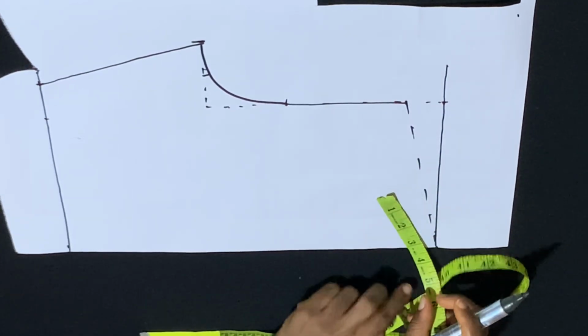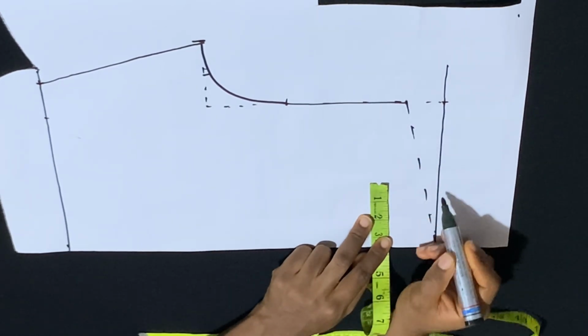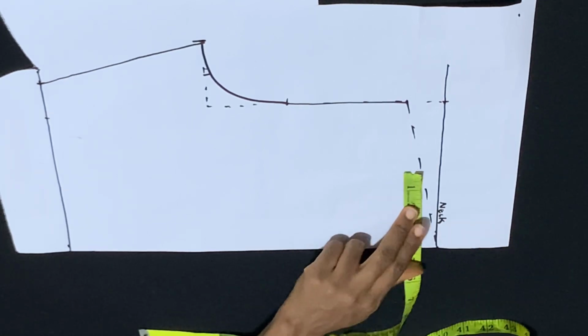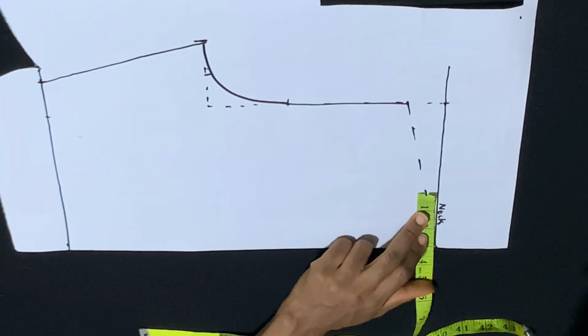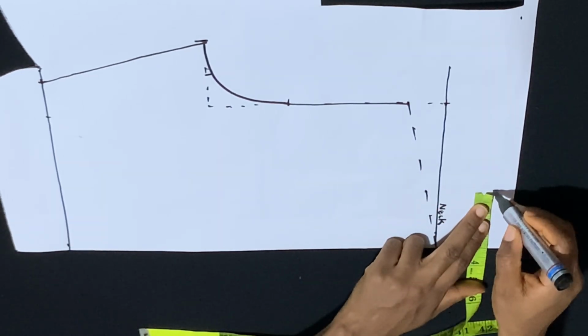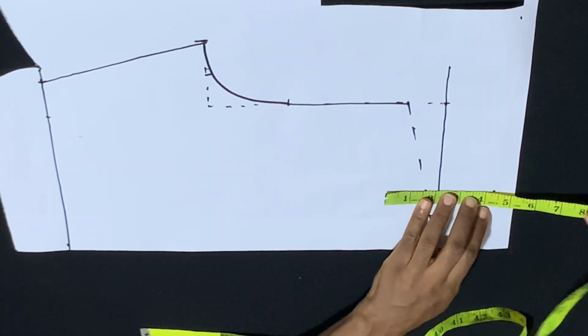So from here, this is where I have my neckline. This is the neck region. So my neck width is 3 inches. This is where 3 inches is. So I'm going to extend the line upward.